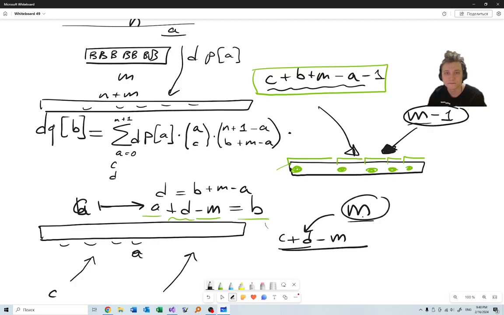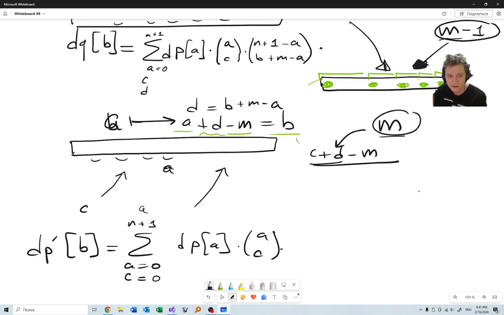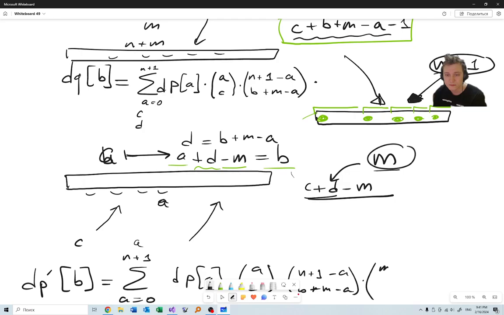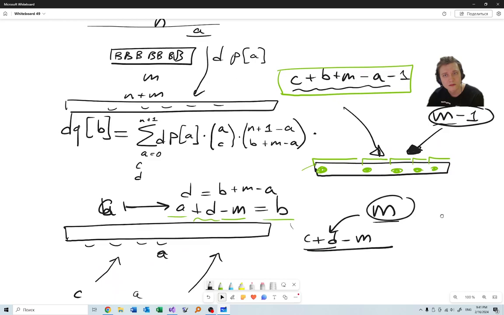So the formula becomes, so dp prime of b equals sum from a equals 0 to n plus 1 and from c equals 0 to a of dp a times choose a, c times choose n plus 1 minus a, b plus m minus a times m minus 1 choose... well, what if m is 0? Actually, I don't like it. What if m is 0?